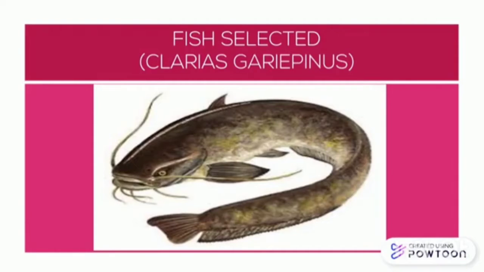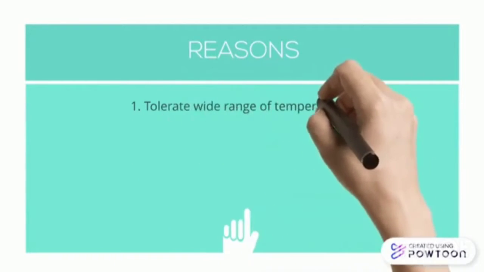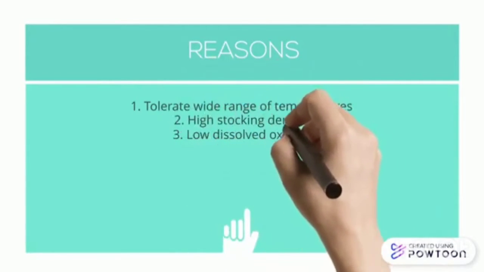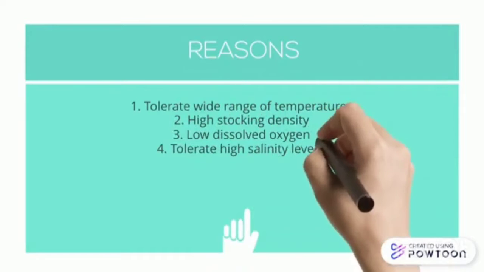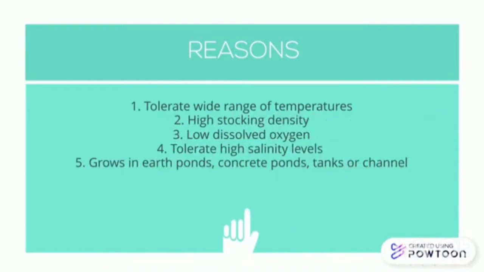gariepinus. There are several reasons why we choose this species. For example, African catfish can tolerate a wide range of temperatures, have high stocking density, can tolerate low dissolved oxygen, can tolerate high salinity levels, and can grow in earth ponds, concrete ponds, tanks or channels.